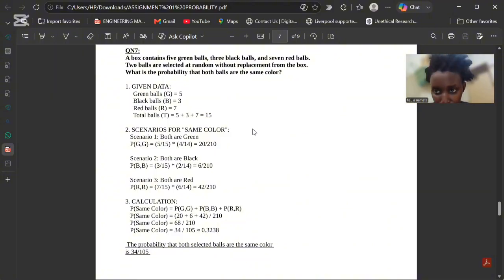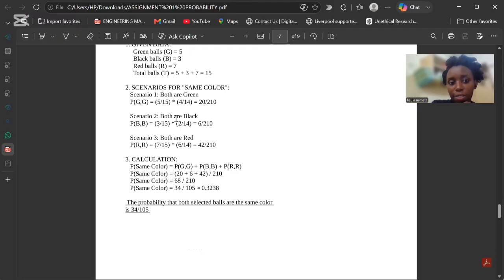So we first map out our box. We are given the number of green balls is 5, the number of black balls is 3, and the number of red balls is 7. So from this, we are able to find the total number of balls we have in the box, which is 15. And then the probability of the same color.